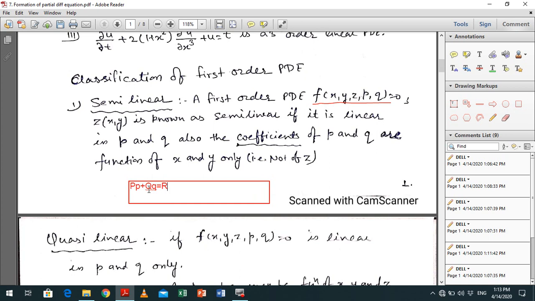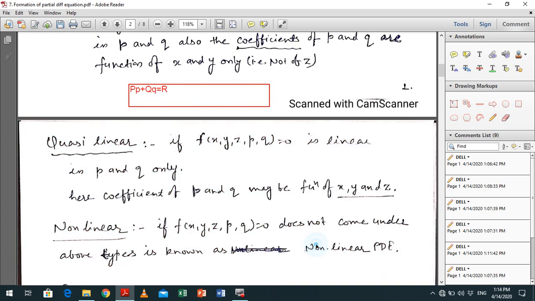But capital P and capital Q are functions of x, y only, not functions of z. So in the definition of semi-linear, it is linear in p and q, and the coefficients of p and q are functions of x, y only, not of z. So this will become semi-linear if capital P and capital Q are some function of x, y only.